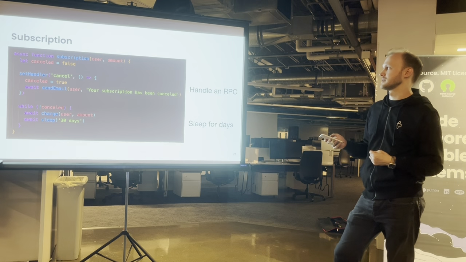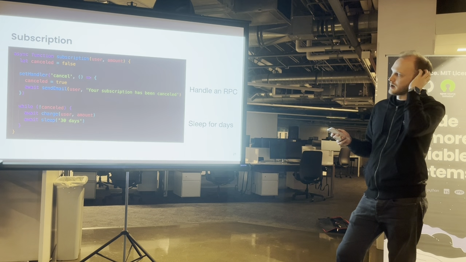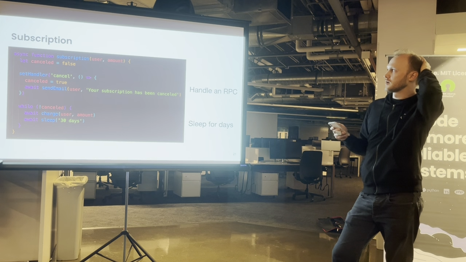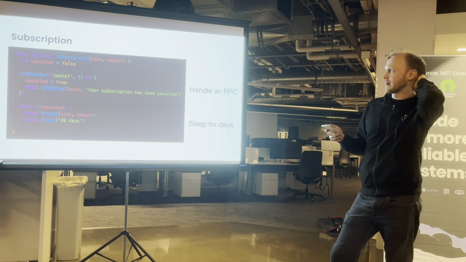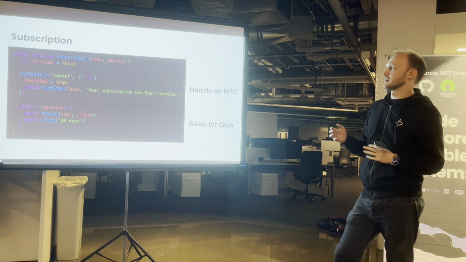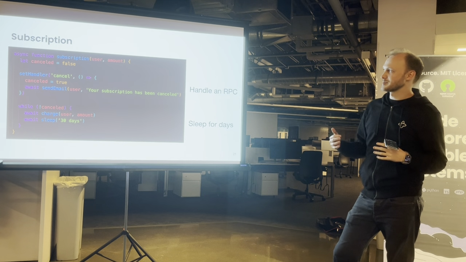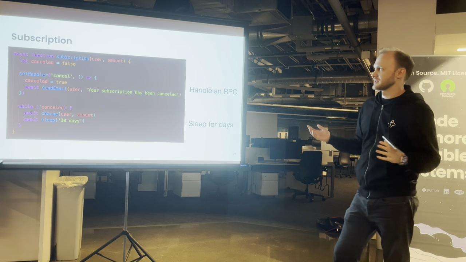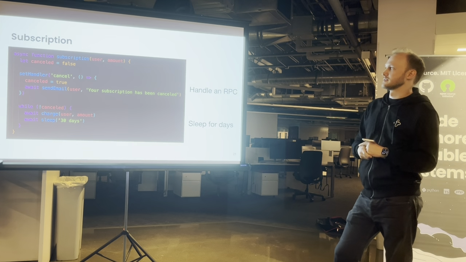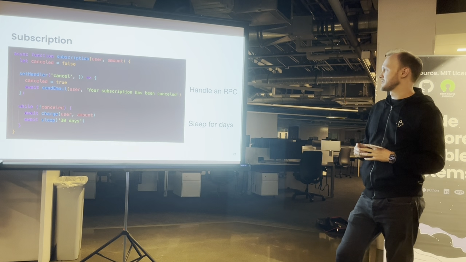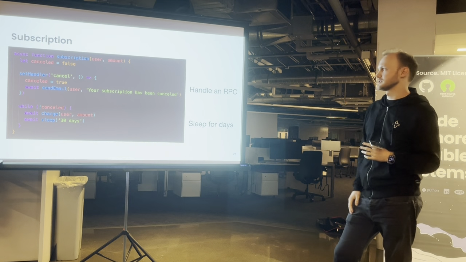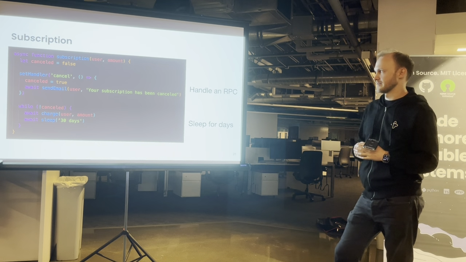I'll go through a couple of code examples. This is JS, a subscription function that you call with a user object and an amount to charge them every month. We start out with canceled false. We set an RPC handler for the cancel RPC. Whenever that's called, it'll set canceled to true and send an email to the user saying your subscription has been canceled. And the main body of the function is, while we're not canceled, charge the user and then sleep 30 days.